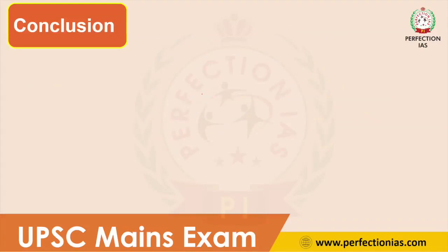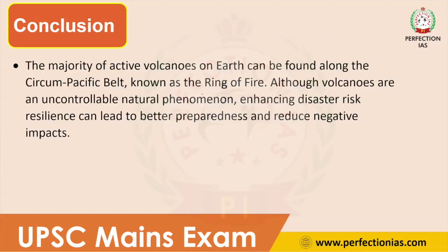Let us move to the conclusion. In the conclusion, you can write that the majority of active volcanoes and earthquakes can be found along the circum-Pacific belt known as the Ring of Fire. This region contains many volcanoes. Although volcanoes are uncontrollable natural phenomena, enhancing disaster risk resilience can lead to better preparedness and reduce negative impact. Even though volcanic eruptions create many risks, we have to adopt mitigation strategies to reduce the risk caused by volcanoes.